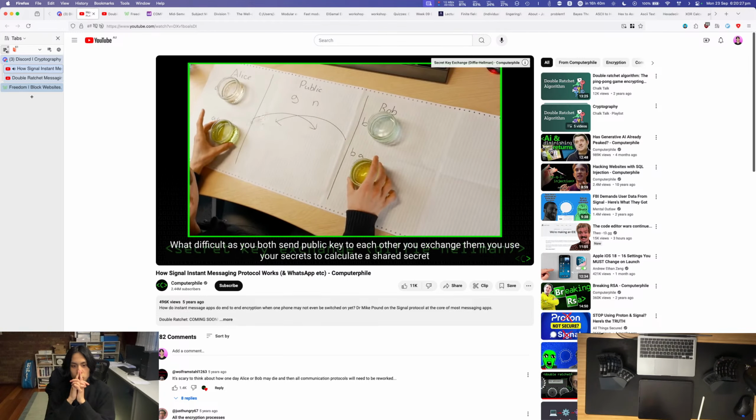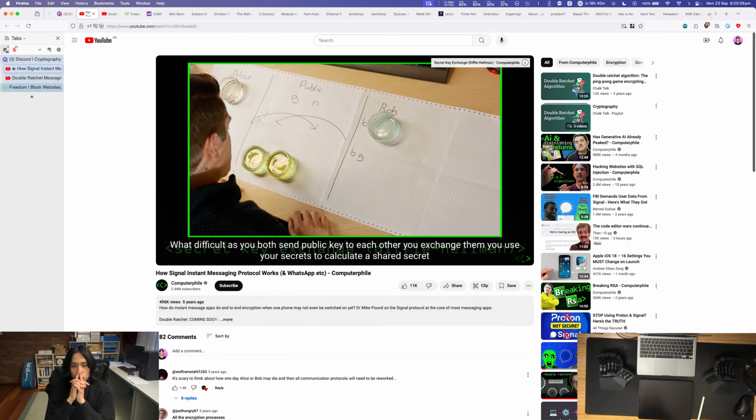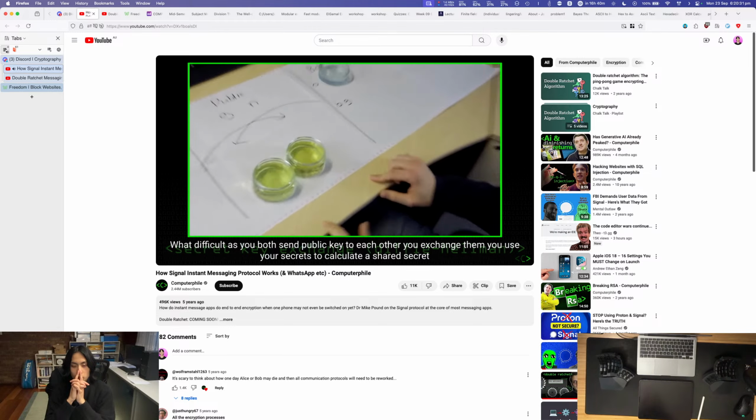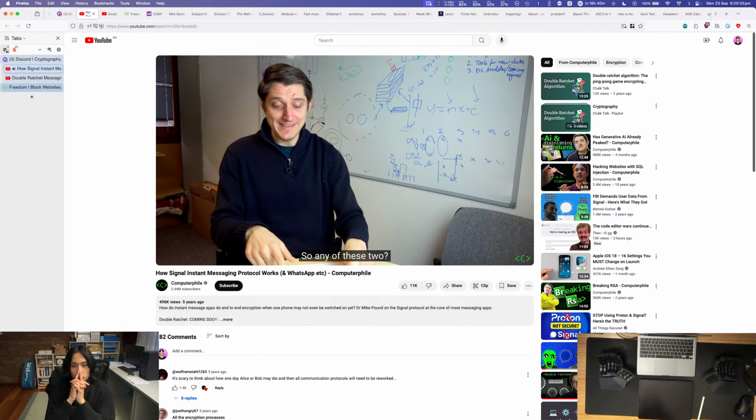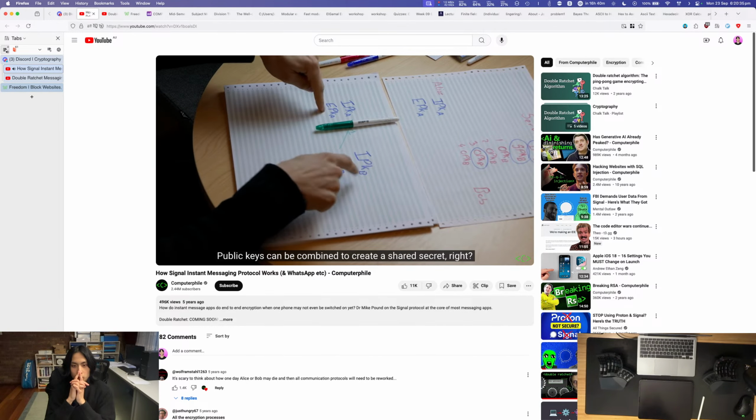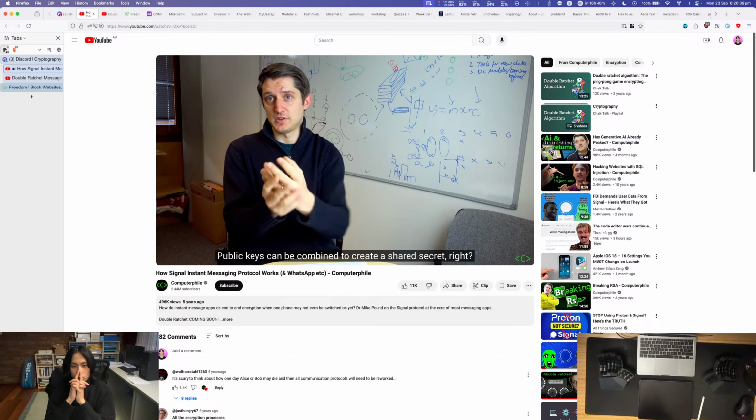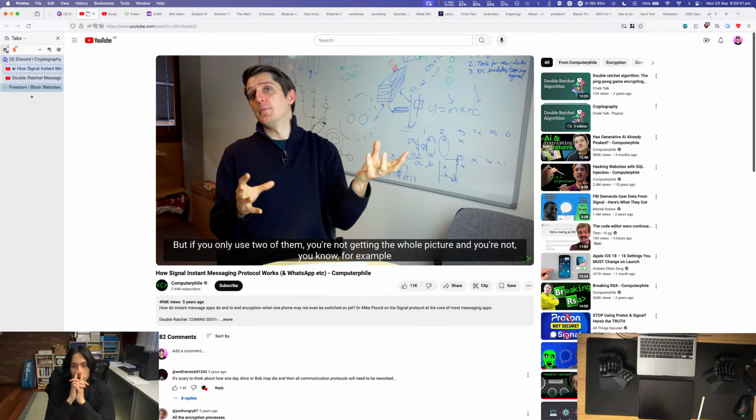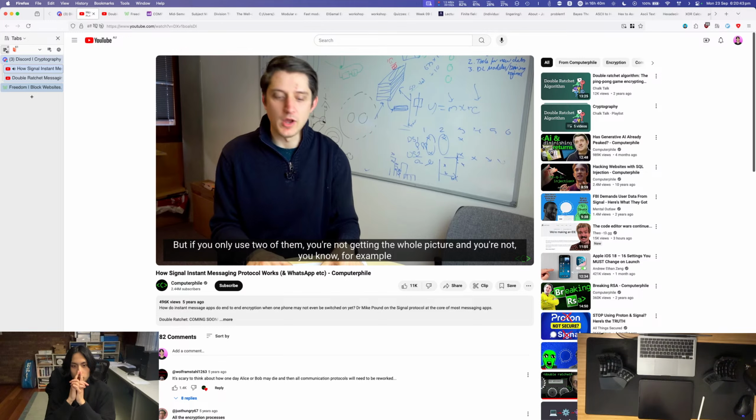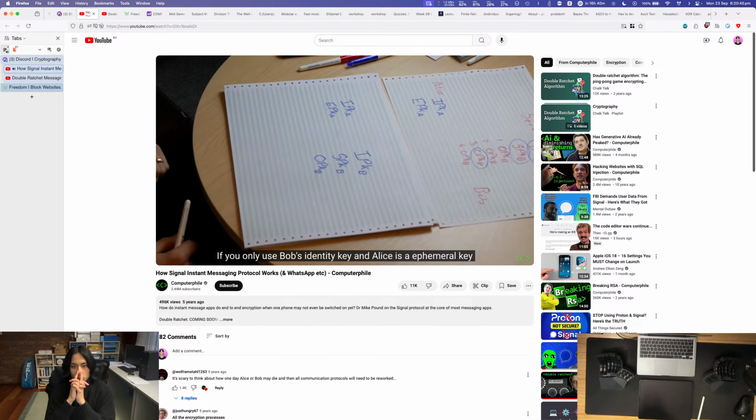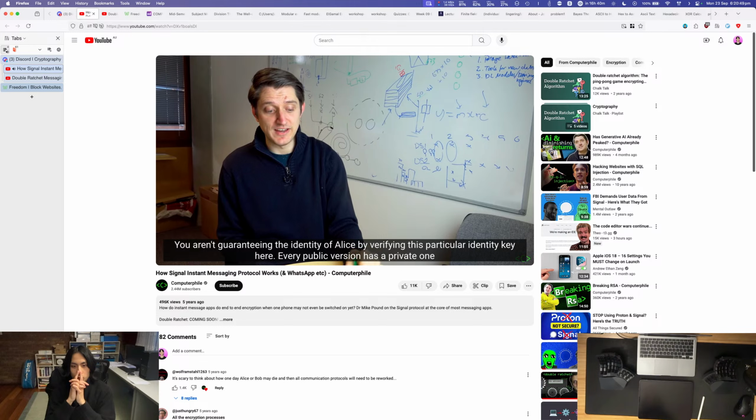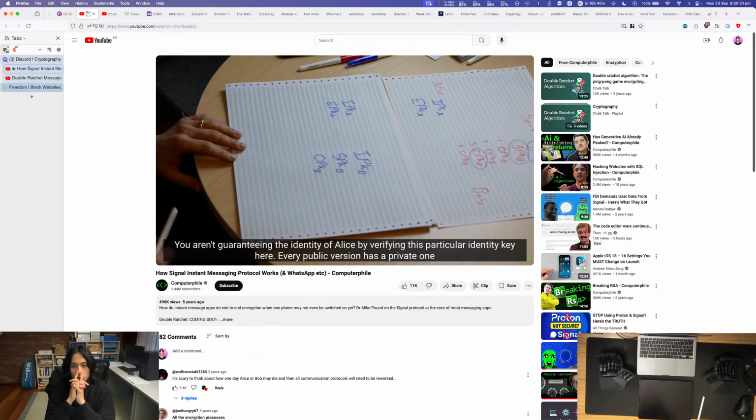But what Diffie-Hellman does is you both send public keys to each other, you exchange them, and you use your secrets to calculate a shared secret. So any 2 of these public keys can be combined to create a shared secret. But if you only use 2 of them, you're not getting the whole picture. For example, if you only use Bob's identity key and Alice's ephemeral key, you aren't guaranteeing the identity of Alice by verifying this particular identity key here.